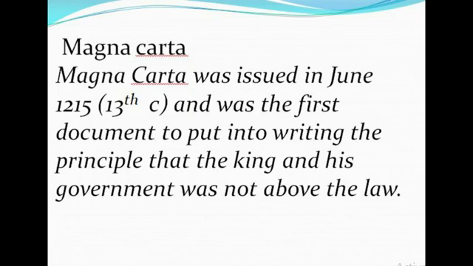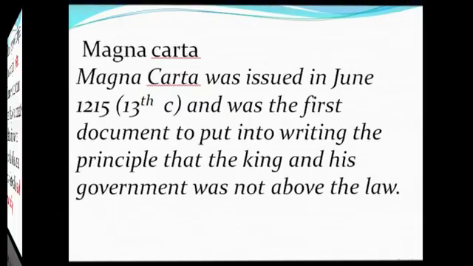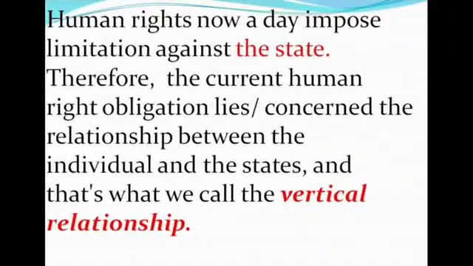Many of the traditional societies and the religions, their main concern was what? The relationship between individuals. They were not concerned about the relationship between the state and the individual. But the current human rights, its sole concern is what? The relationship between the individual and the state. And that's what's called the vertical relationship. And this idea was born during the philosophical discourse of the 16th century.